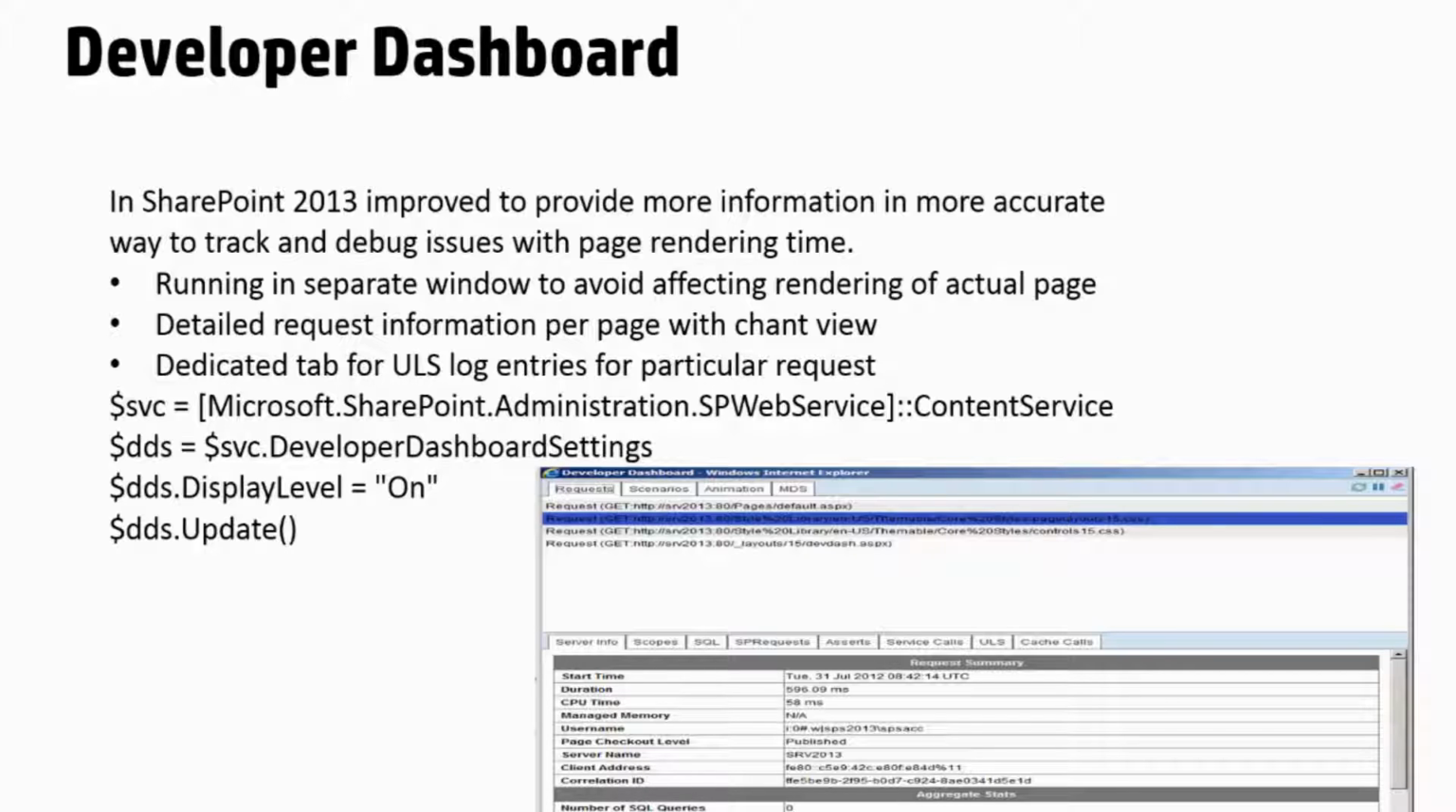And now you can open it outside of the page, to avoid affecting the rendering of the actual page. So now it can run in a separate window, providing you detailed information per page and tabs for your ULS log entries. You can enable it through this PowerShell command that I'm putting in here, where you retrieve the content service, set the developer dashboard settings to on, and update. You can turn it off when you are done troubleshooting by changing this parameter and running the script again.